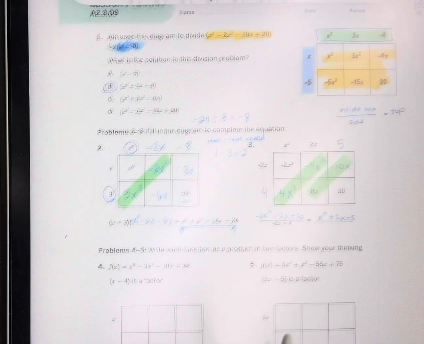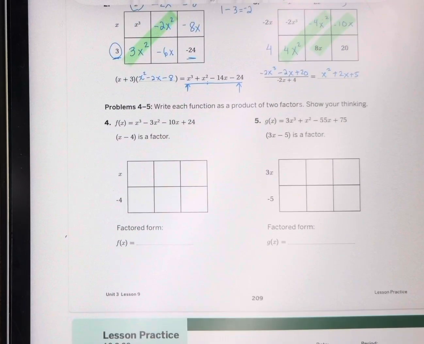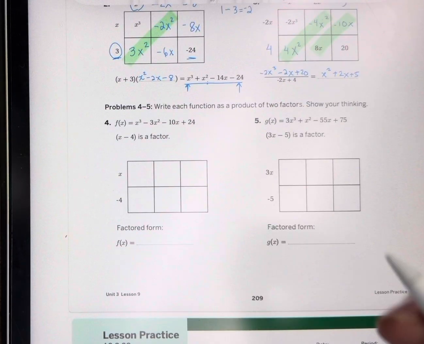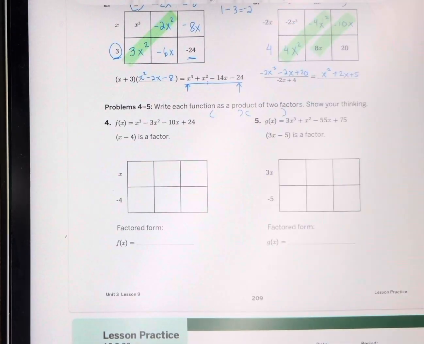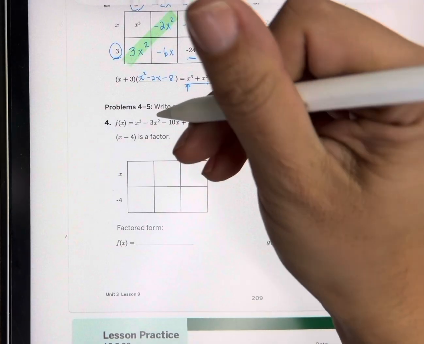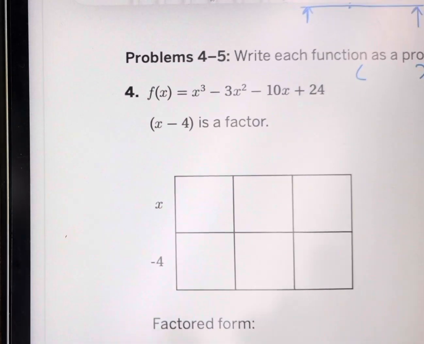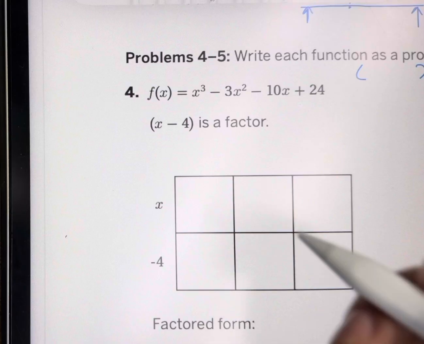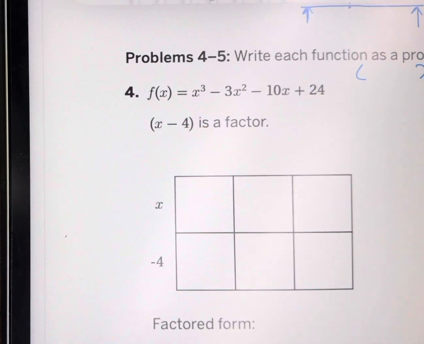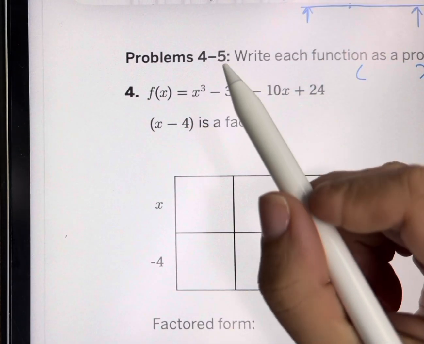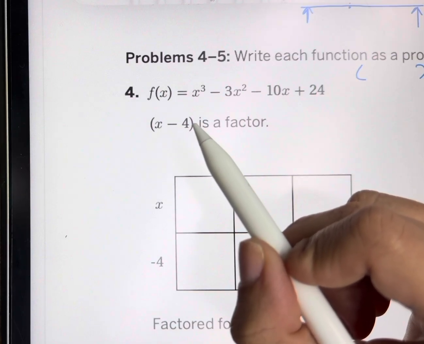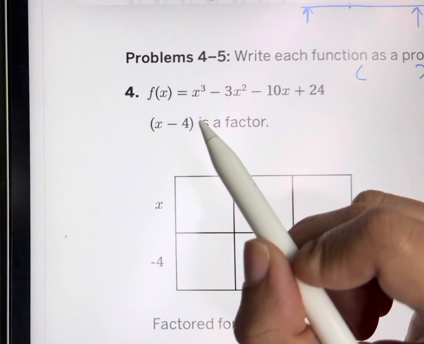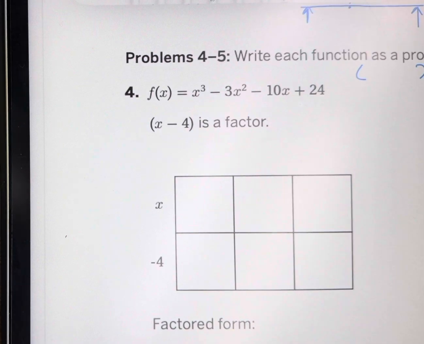Okay, moving along. Write each function as a product of 2 factors. Fancy for write it for me like that, with 2 parentheses, 2 factors. Okay, if I know x cubed minus 3x squared minus 10x plus 24, and I know that x minus 4 is a factor, so I put that on the side. And now my goal is to divide this polynomial by this polynomial, which we learned in the next section we could do with long division. However, this box is fantastic.